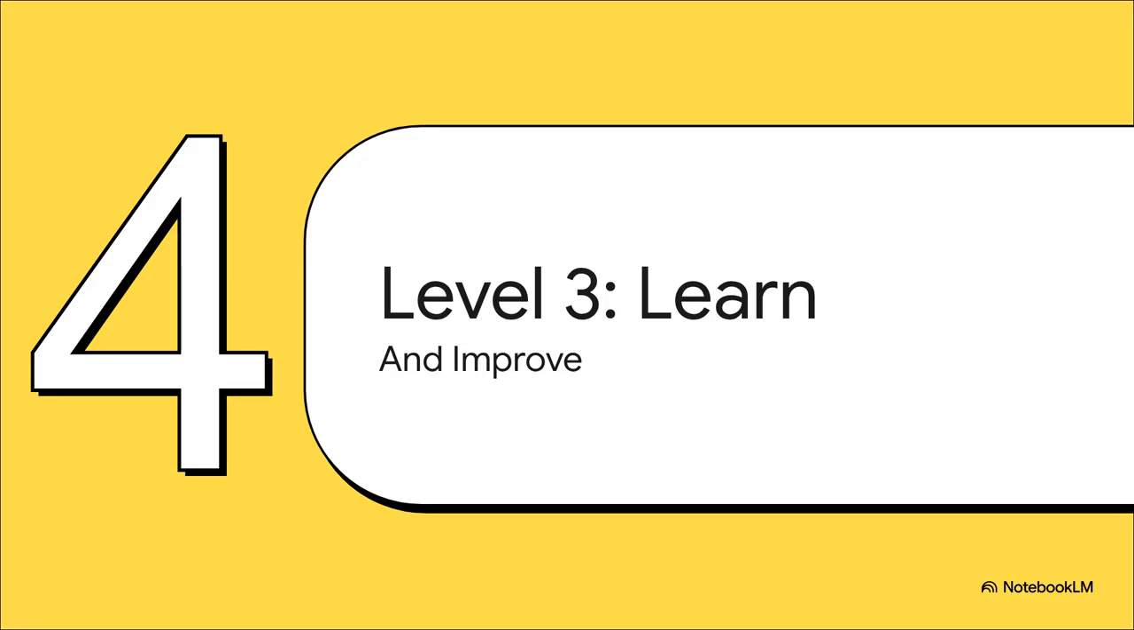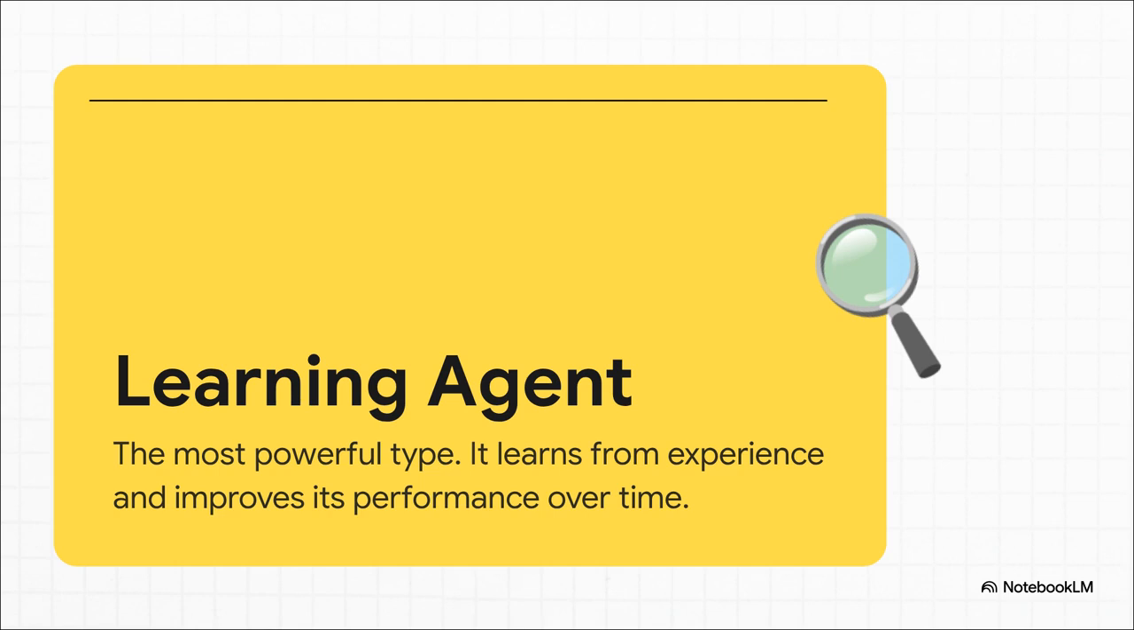Okay, get ready for the final and most powerful level up of all. Level 3, learn and improve. So we've gone from reacting to remembering to planning and then to optimizing. What's possibly left? Well, it's the ability to learn and get better completely on its own. This is the top of the pyramid.